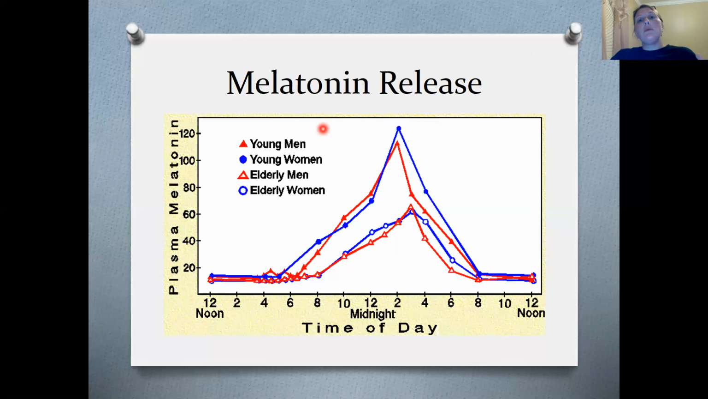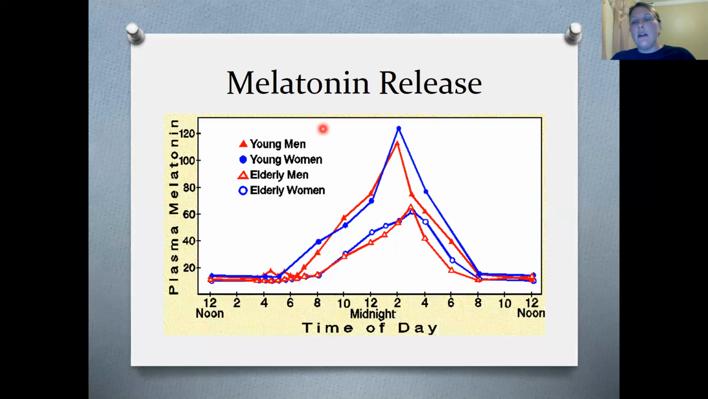So those are the problems with fast release and slow release: people tend to take them at the wrong times because they don't understand what melatonin release looks like over time. And a typical person may not realize that the peak release is around 2 or 3 a.m.